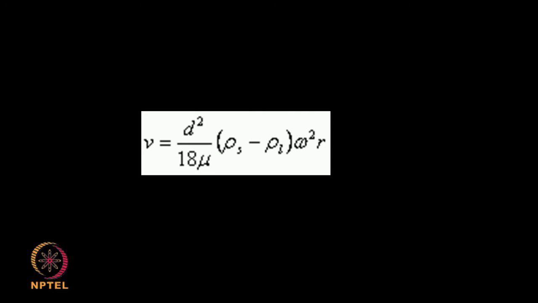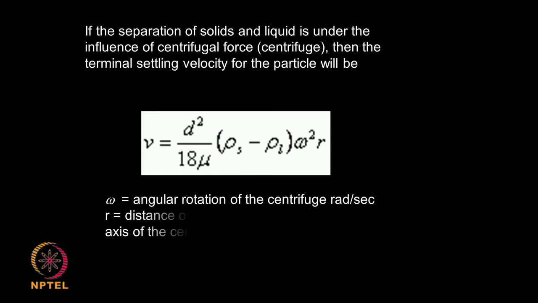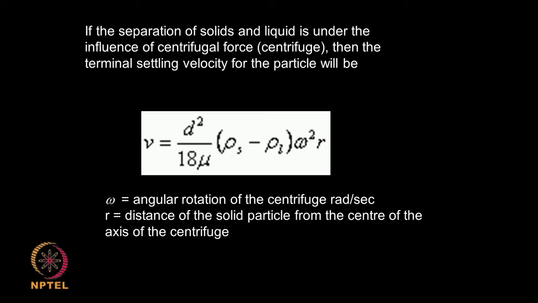When you have settling taking place in a centrifuge, then instead of g, which is the gravitational force, you will have omega square r. What is omega square r? Omega is your angular rotation of the centrifuge, that is radians per second. r is the distance of the solid particle from the center of the axis. The further the particle is from the center, the higher the driving force, that is why you have r here, and larger is your RPM, larger will be your settling velocity.